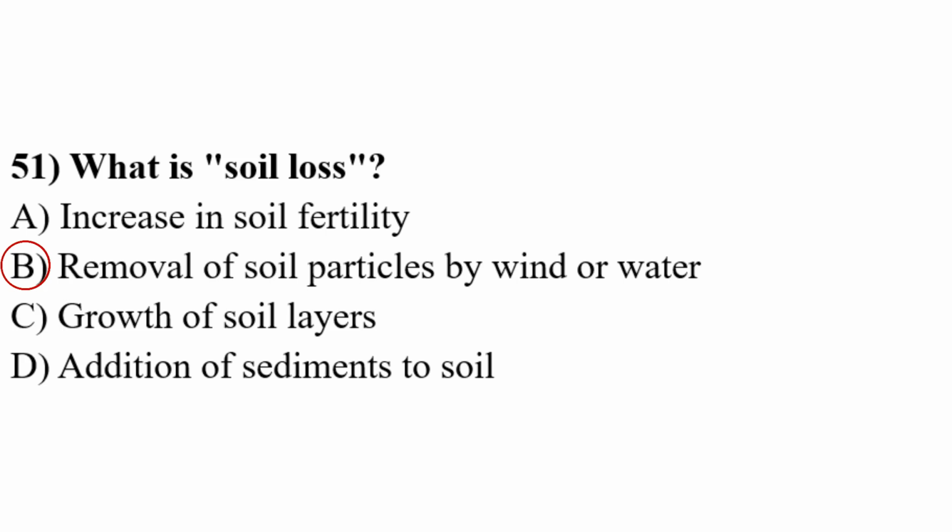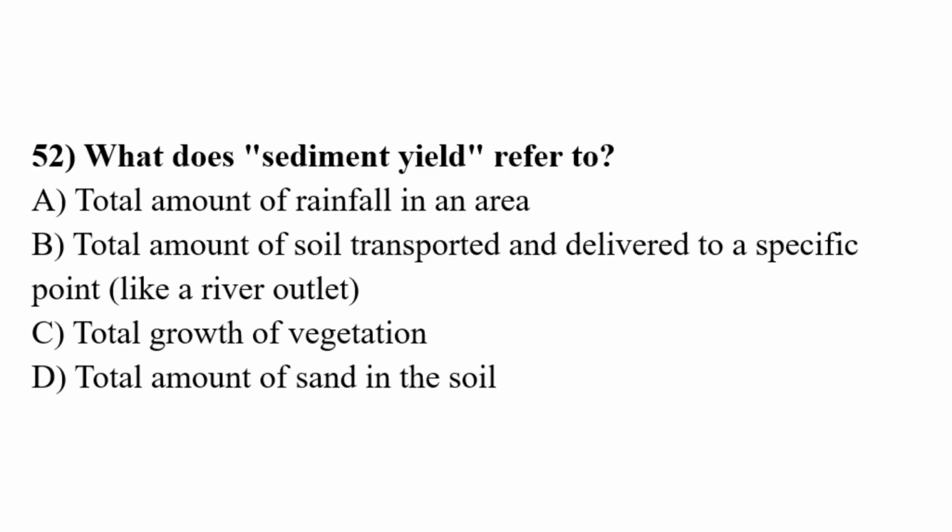Answer: B. Removal of soil particles by wind or water. 52. What does sediment yield refer to? A. Total amount of rainfall in an area. B. Total amount of soil transported and delivered to a specific point, like a river outlet. C. Total growth of vegetation. D. Total amount of sand in the soil.